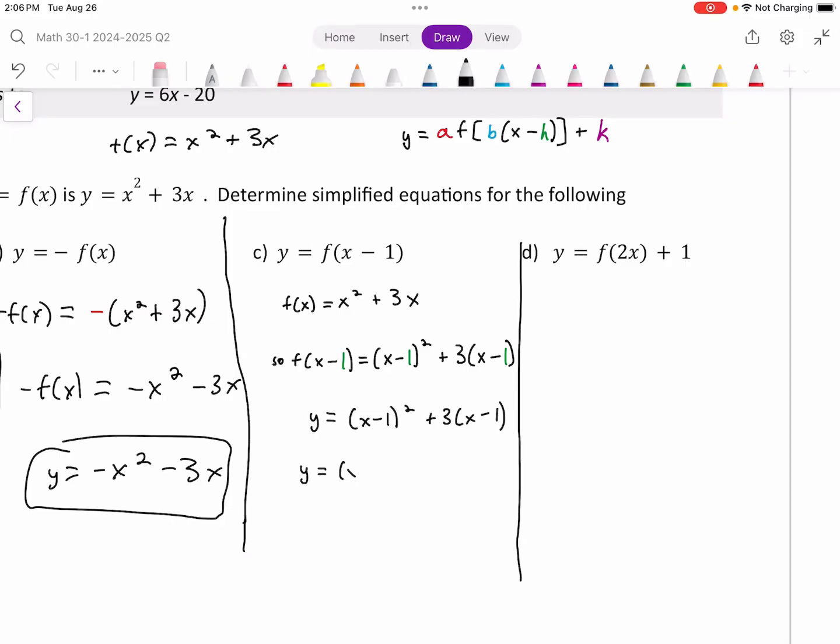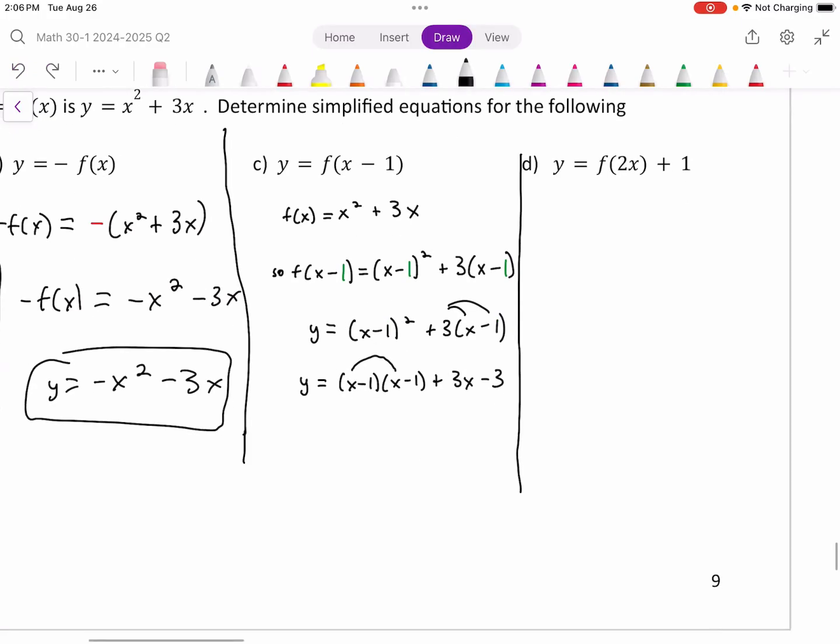So x minus 1 squared means x minus 1 times itself, right? Here I can just distribute the 3 in, so 3x minus 3. And then here I'm going to have to FOIL, making sure both of these terms get multiplied by both of those terms, since we're multiplying the entire binomials by each other. So x times x gives me x squared. X times negative 1 gives me negative 1x. Negative 1 times x gives me another negative x, and then negative 1 times negative 1 gives me a positive 1. Now I just need to collect like terms, and we will have our simplified equation.